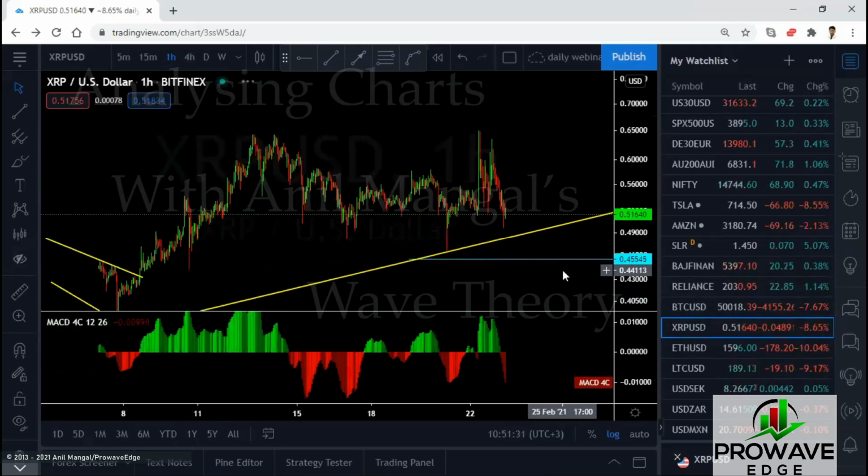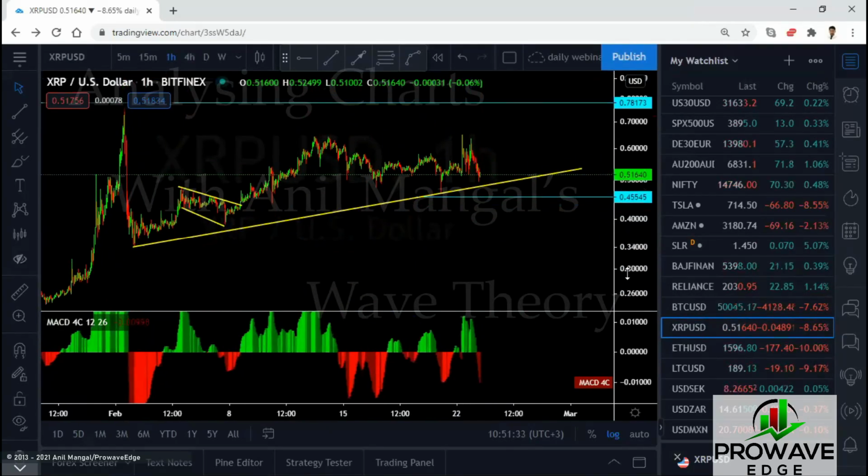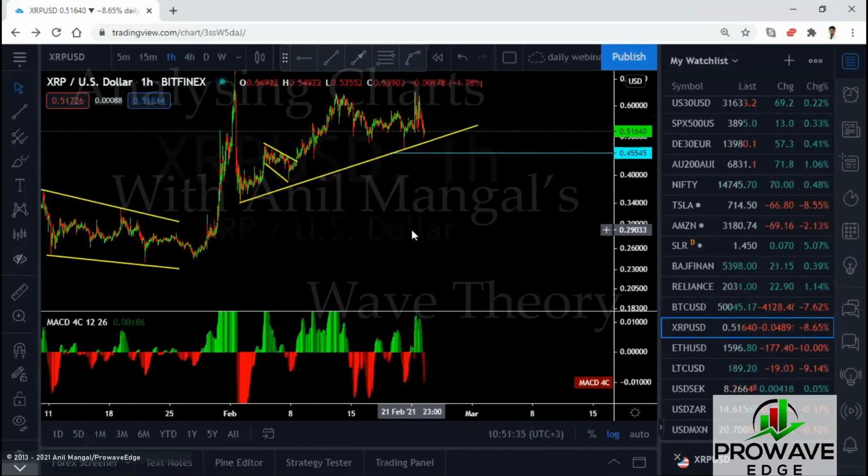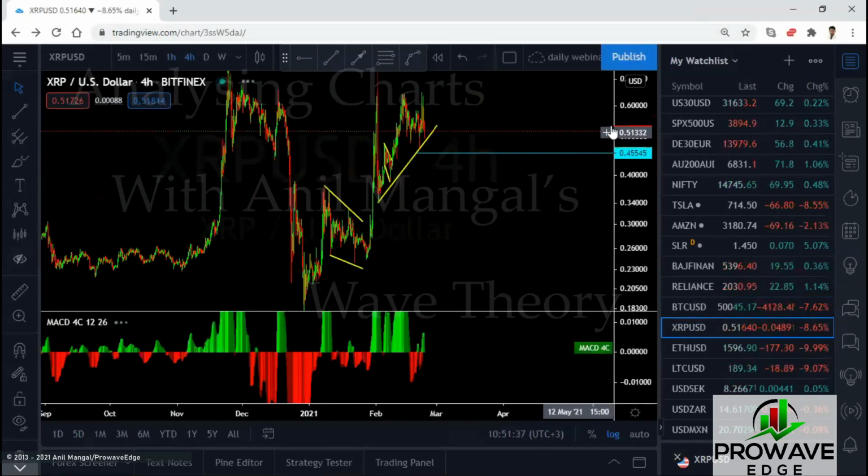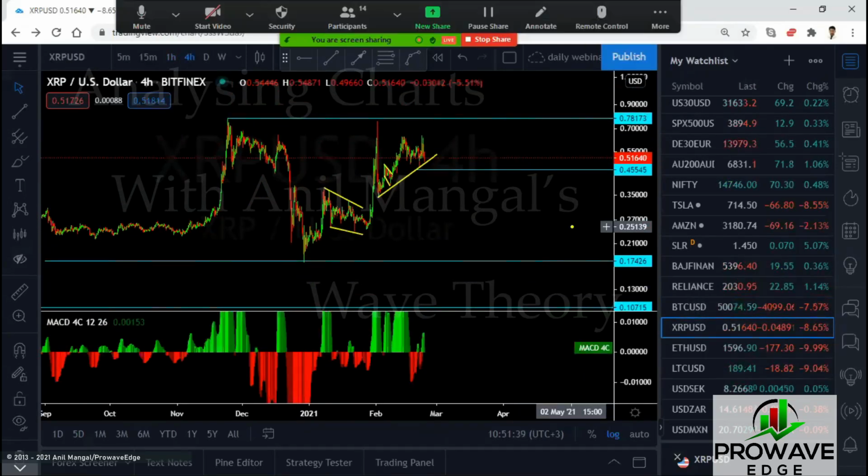XRP coming down, and I think they will break down. I'm expecting them to come back to about the 17. We spoke about that, expected. This could probably just drop to about here and go back up. I think that is rare. Most times it'll come lower like that and then go back up.